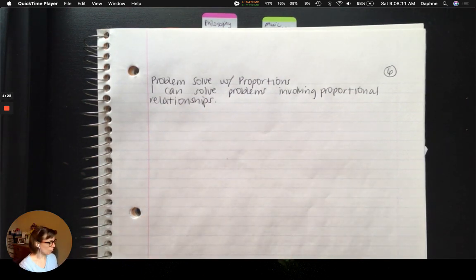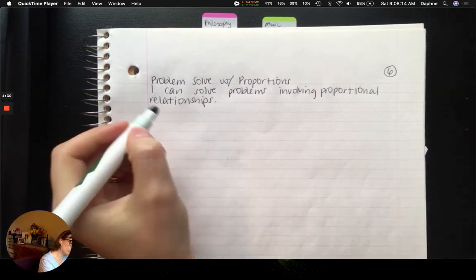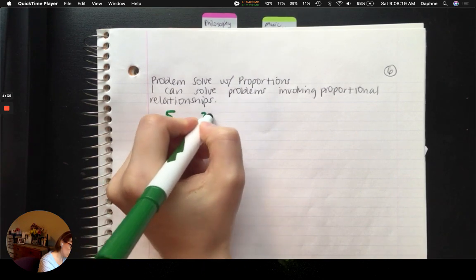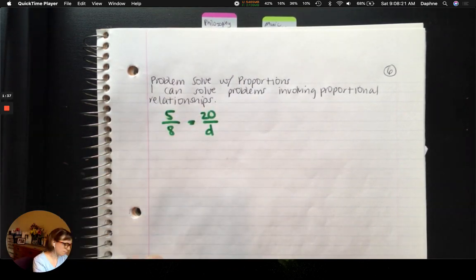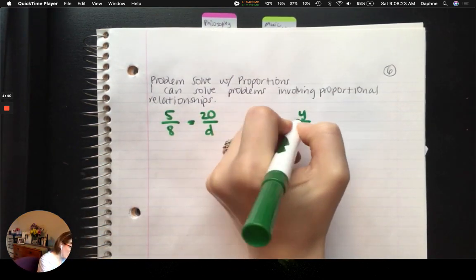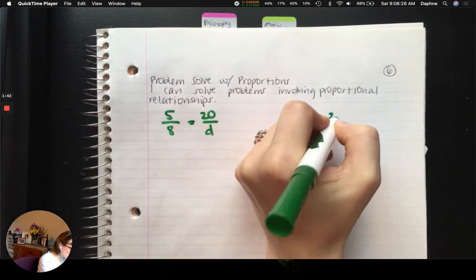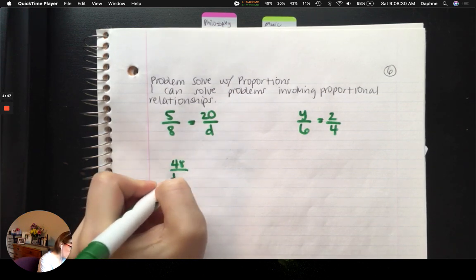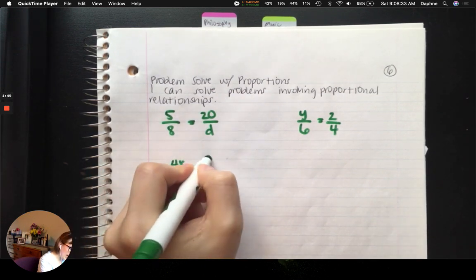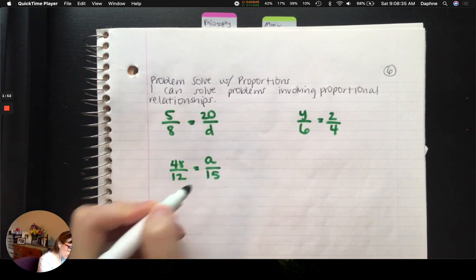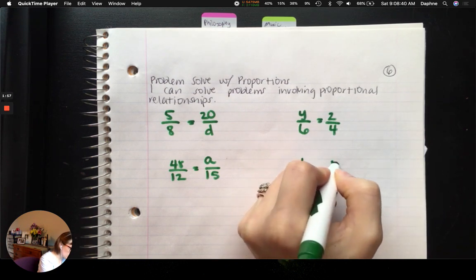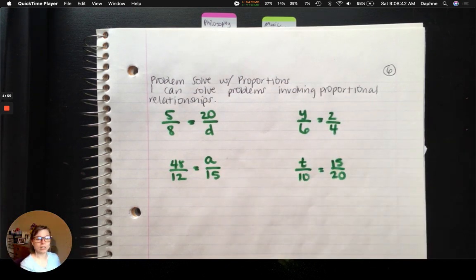So, we are going to do a bunch of examples. 5/8 equals 20 divided by D. Another one we're doing is y divided by 6 equals 2/4. We're also doing 48 divided by 12 equals A divided by 15. And we're having T divided by 10 equals 15/20. Pause the video and write these first 4 down.